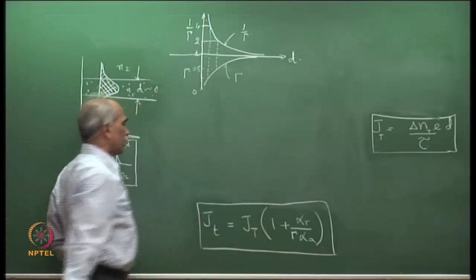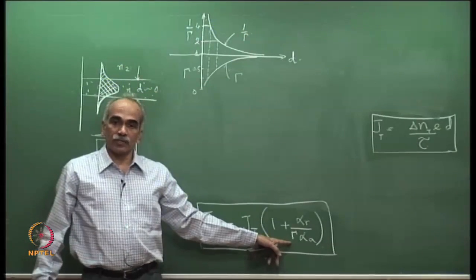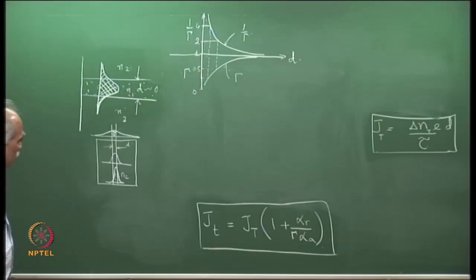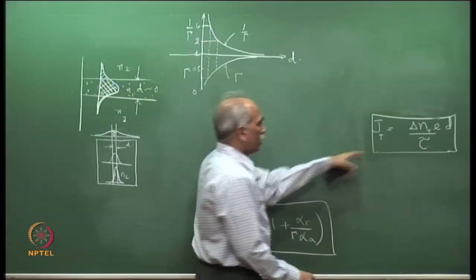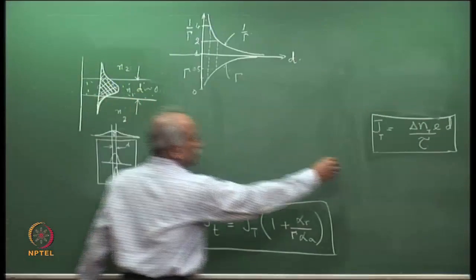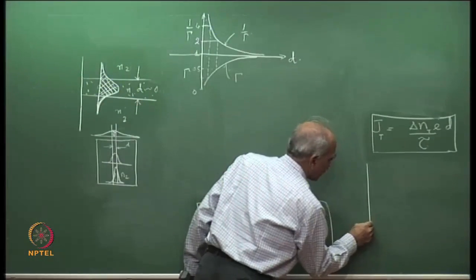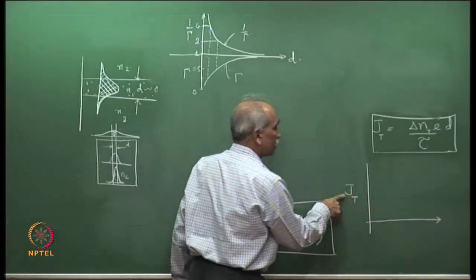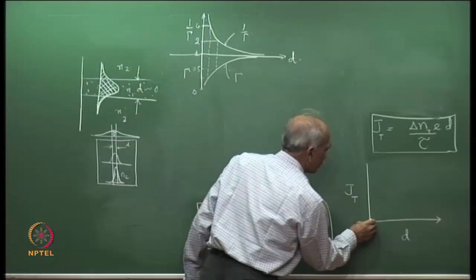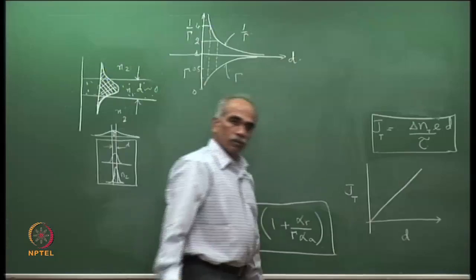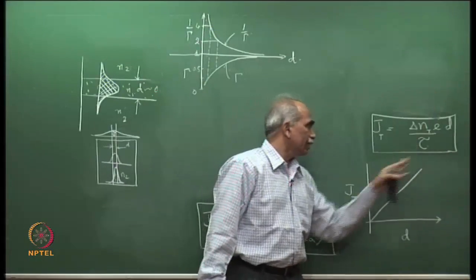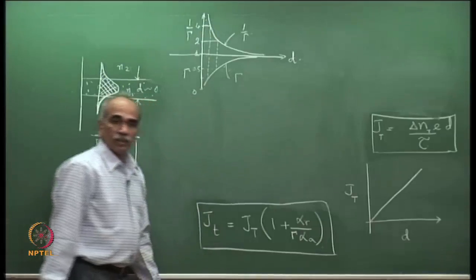Why am I interested in 1 by gamma? 1 by gamma is here. If I plot JT versus D, that is transparency current versus D, what kind of graph will I expect? I should get a straight line, right? At D equal to 0, JT is 0, and as D increases, JT increases.